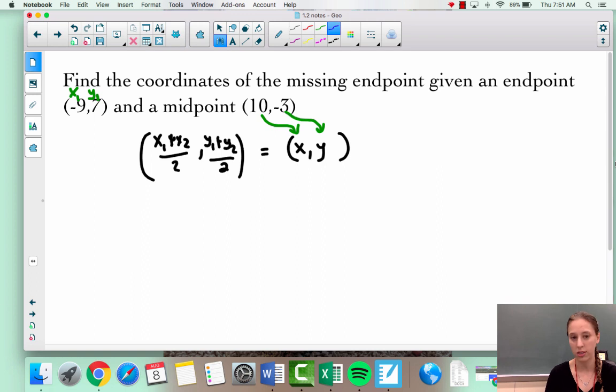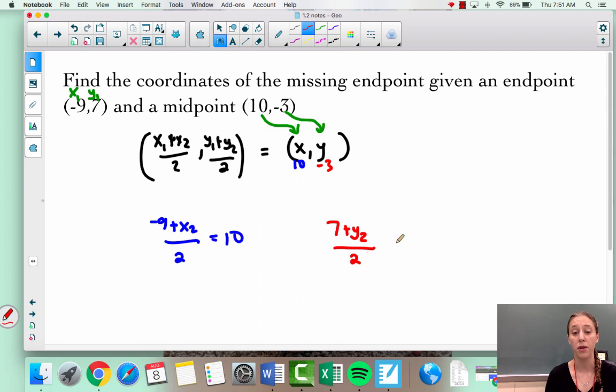So when we fill in our equation, it's going to look like this. Negative 9 plus some x value divided by 2. Okay. And our x value over here is 10, okay, right? Because that was our midpoint. So I'm going to set my x equation equal to 10. And I'm going to do the same thing with my y value. We know that my y1 was 7, so 7 plus some other y endpoint divided by 2. Well, that's going to have to equal negative 3 at the end because the end goal was our midpoint. Okay. And so now I have two equations set up, one for the x, one for the y, so that I can find what the missing ordered pair was.